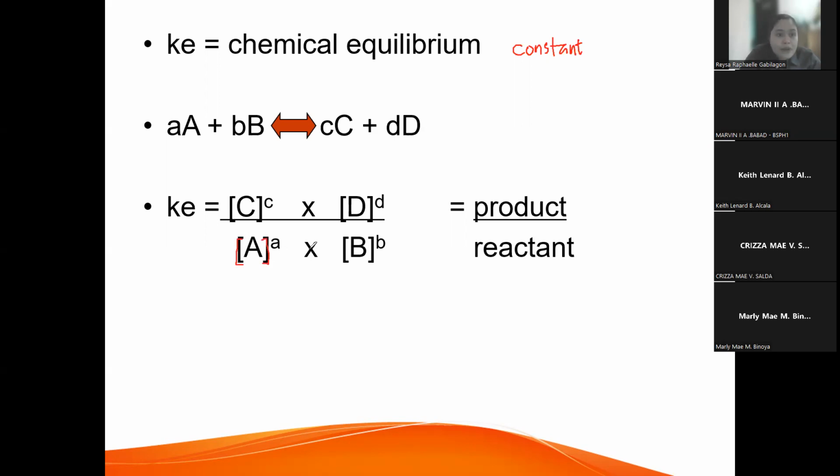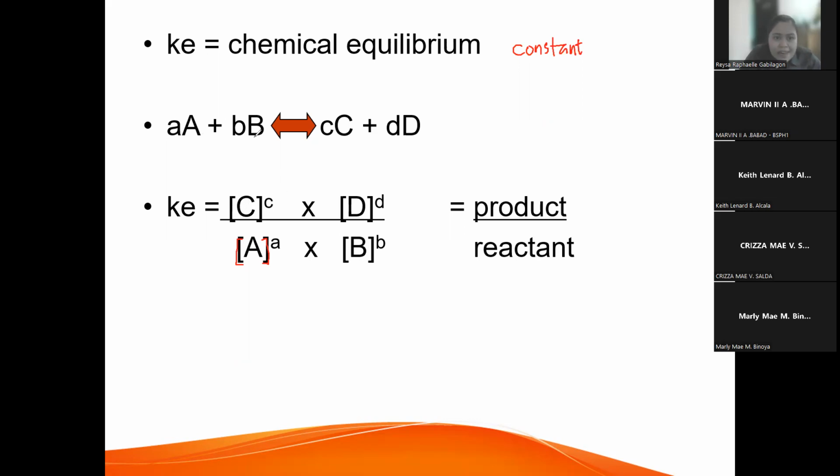Now, this bracket class in chemistry, this is talking about the concentration. Okay, concentration of the first product times the concentration of the second product divided by the concentration of both reactants. Okay, yan yung nakalagay ha inside the bracket.